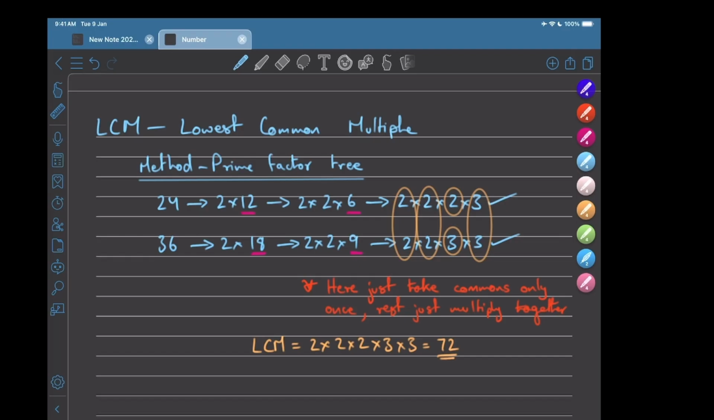Let's say 2 and 2 is coming twice. We take it only once. We get 2 over here, we get 3 over here, we take 2, we take 2, 3, and then over here again there are two 3s, we do not take the two 3s, we only take once. So that's how you normally solve LCM. We just take the ones that are common only once, and then you take the remaining and multiply, and you would get your LCM.